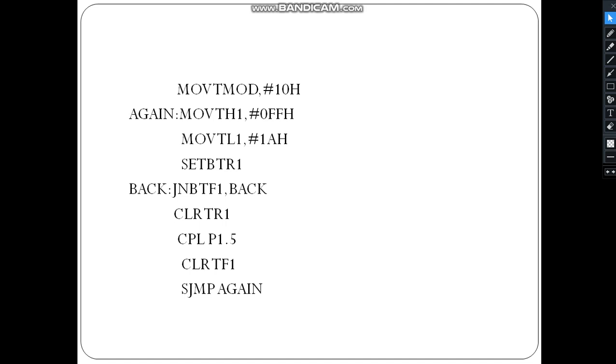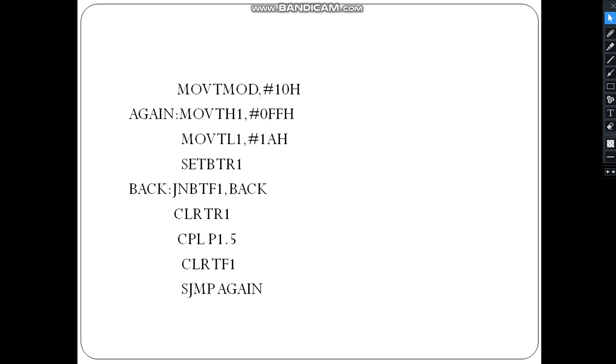The next step is we need to start the timer, that is the timer 1 run control bit has to be made 1. That is done using the instruction SETB TR1. Once the timer is started, continuously we need to monitor if there is an overflow. If there is an overflow, that indicates that a delay of 250 microseconds is generated. Once there is a delay, the next instruction will be executed. First we need to stop the timer. The timer is stopped using the instruction CLR TR1.